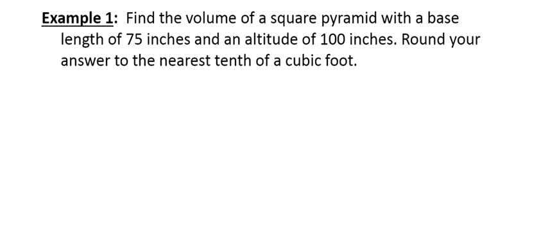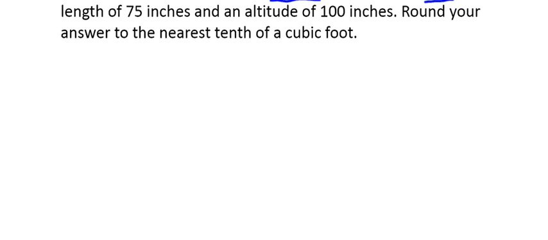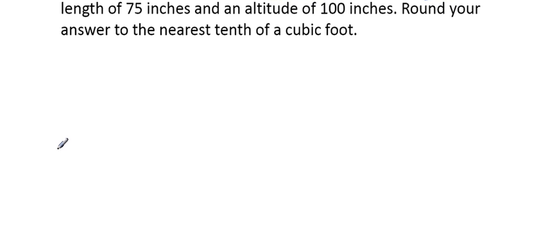Number 1 says to find the volume of a square pyramid with a base length of 75 inches and an altitude of 100 inches. Round your answer to the nearest tenth of a cubic foot. All right, so if I think about what this guy looks like, I'm always going to start out by drawing the base. So this pyramid is a square pyramid, meaning that its base is in the shape of a square. So I'm going to go ahead and draw that square a little bit off center.